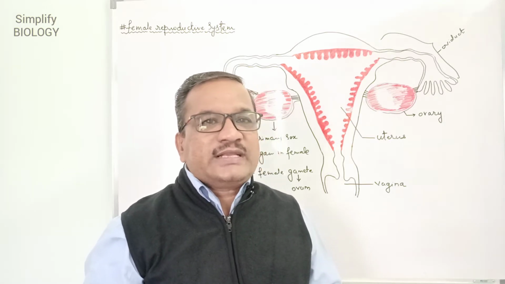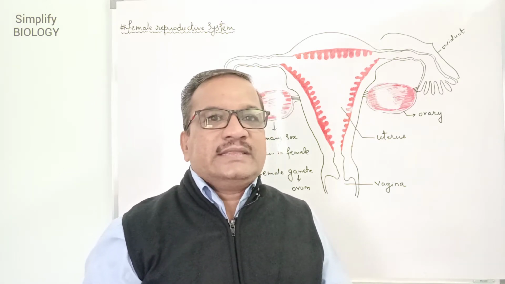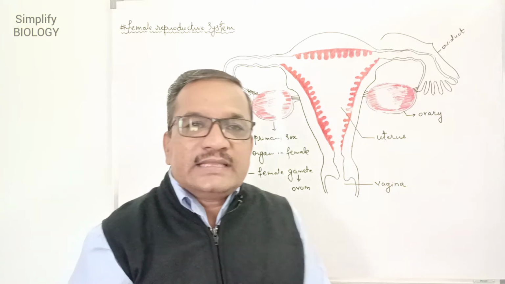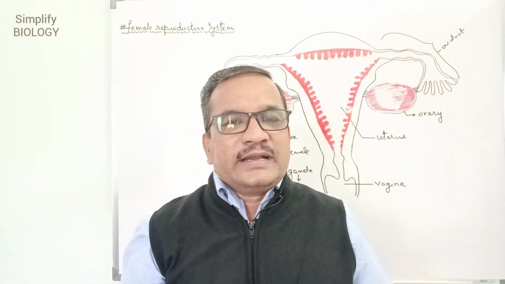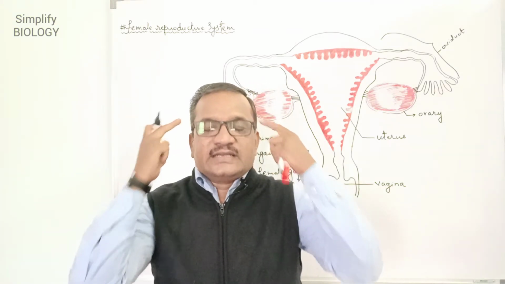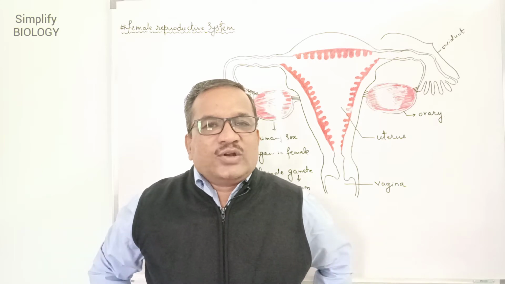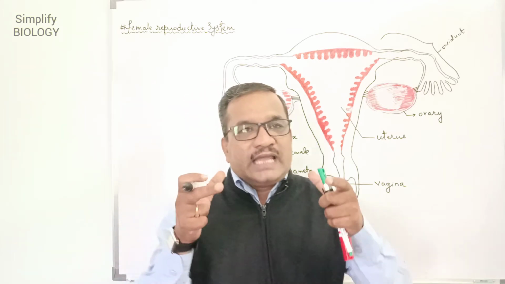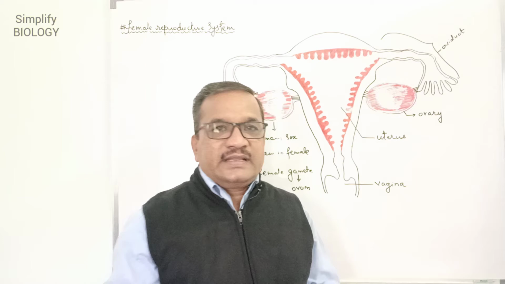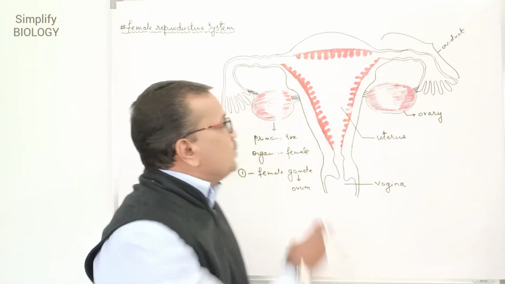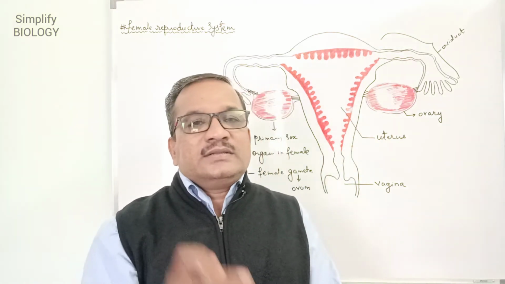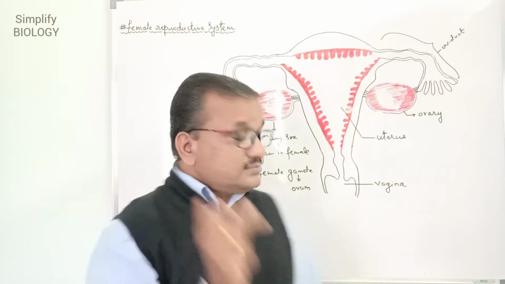Next point is that the ovaries are located in the lower side of the abdomen. As we know, our body is divided into three parts: this is the head region, next is the thoracic region, and below is the abdominal region. In the abdominal region these ovaries are present. If you see the shape of the ovaries, they are almond shaped.